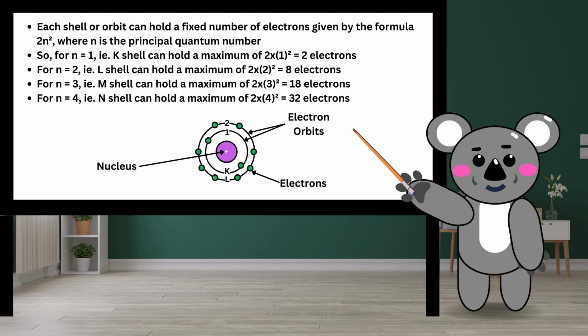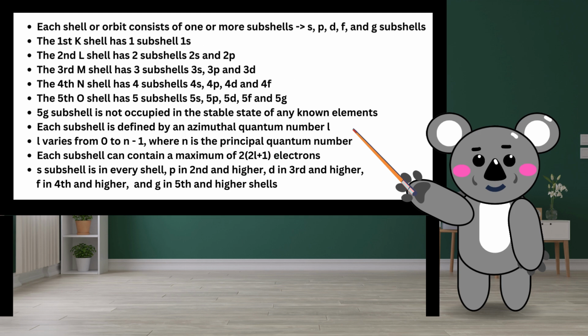The figure shows the positively charged nucleus and a maximum of 2 electrons in the first or K shell, a maximum of 8 electrons in the second or L shell. Each shell or orbit consists of one or more subshells, S, P, D, F, and G subshells. The first K shell has one subshell 1s, the second L shell has two subshells 2s and 2p, the third M shell has three subshells 3s, 3p and 3d, the fourth N shell has four subshells 4s, 4p, 4d and 4f, the fifth O shell has five subshells 5s, 5p, 5d, 5f and 5g. G subshell is not occupied in the stable state of any known elements.